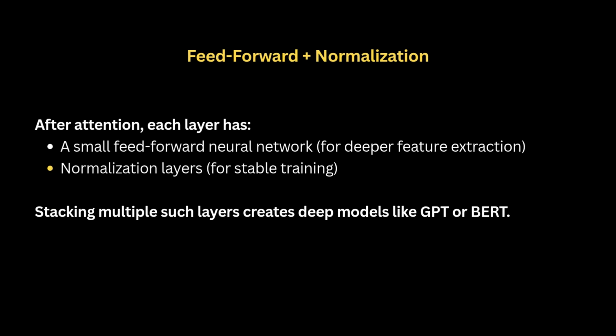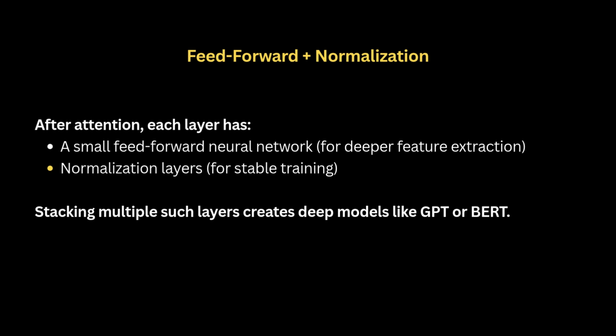Then comes the feed forward plus normalization. As I've already told you, after attention each layer has a small feed forward neural network. I've already discussed neural networks in our previous videos, so go and check them out if you have any doubt, and then come back to this video. After the attention layer, we have this small feed forward neural network for deeper feature extraction, and then we have the normalization layer for stable training. So this is about a single layer.